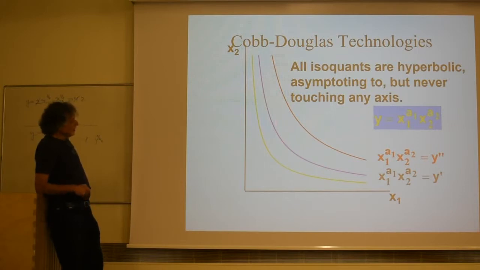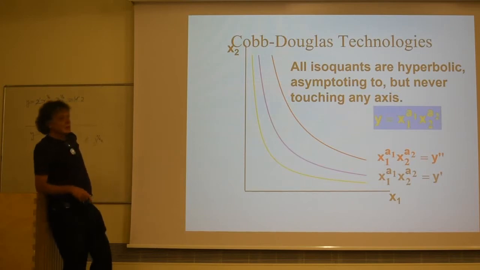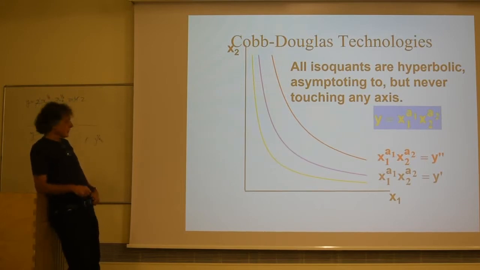And this is another one, y prime. So you fix the level of output to be y prime, some number, let's say this is 4 and this is 9. Okay? And you get again, according to what's written here, another formula of x2 as a function of x1. And each isoquant is a function of x2 to x1.